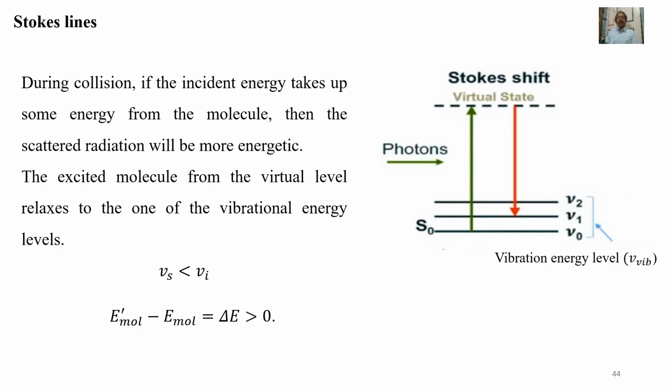Whereas in Stokes line, during the collision, if the incident energy takes up some energy from the molecule, then the scattered radiation will be more energetic. The excited molecule from the virtual level relaxes to one of the vibration energy levels. So in this case, nu S is less than nu I. So E' molecule minus E molecule, that is the change in energy, is a positive value. Del E is greater than 0.